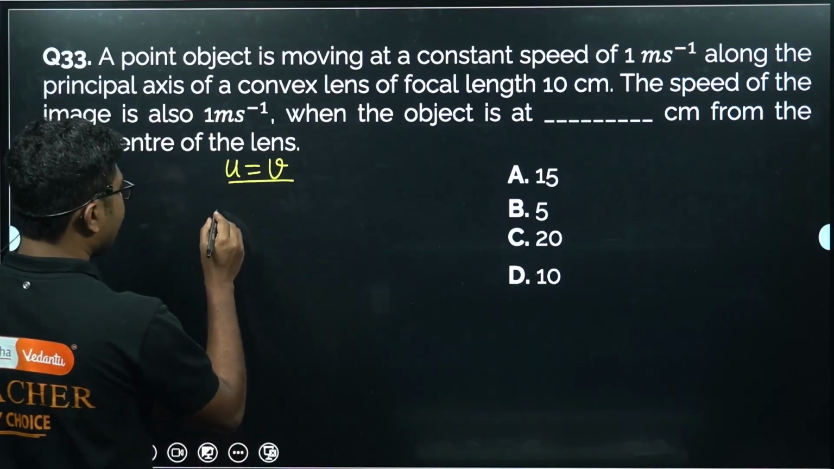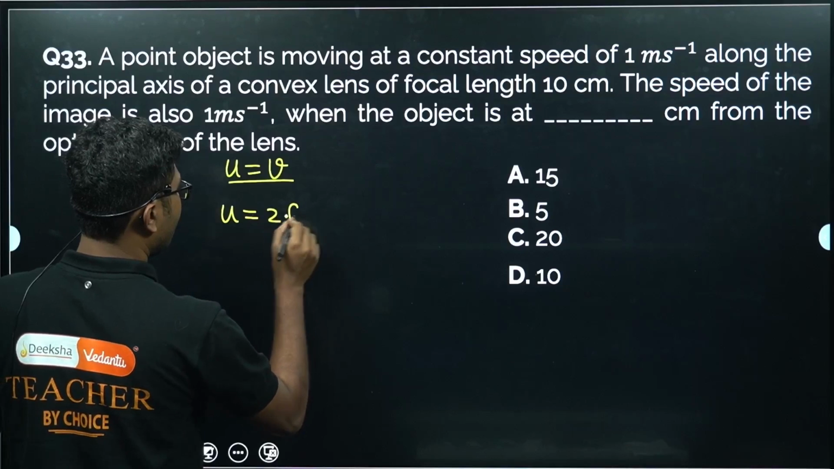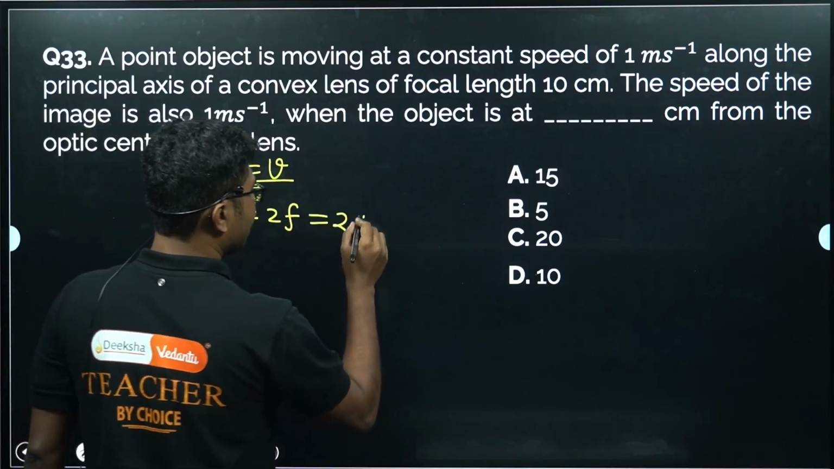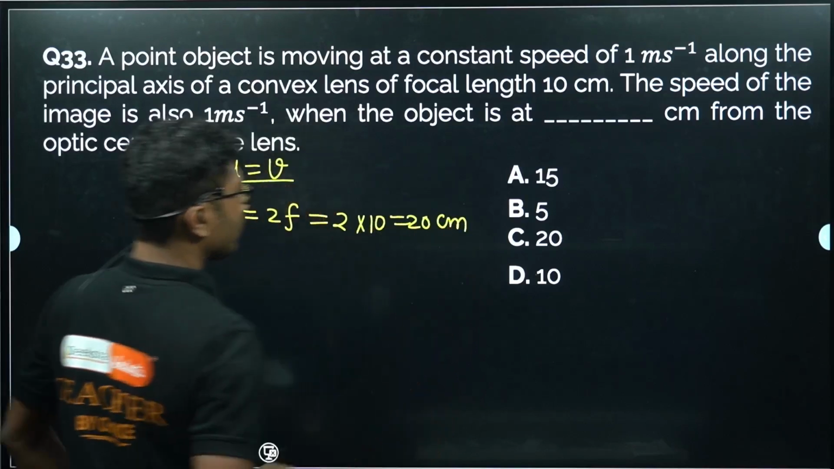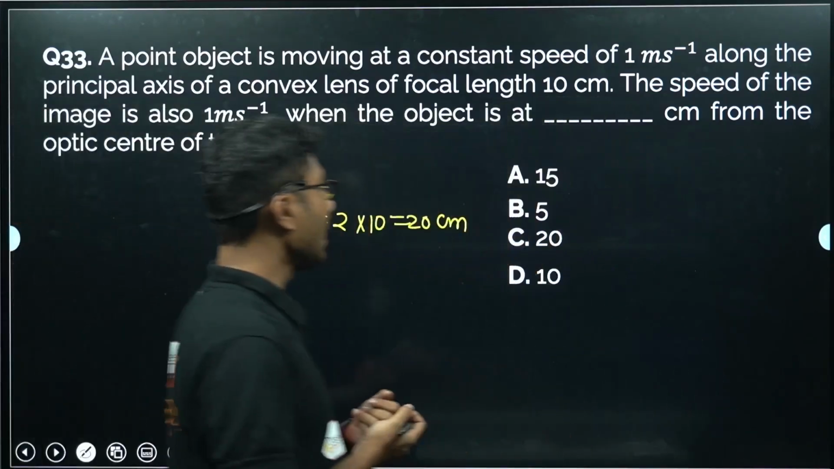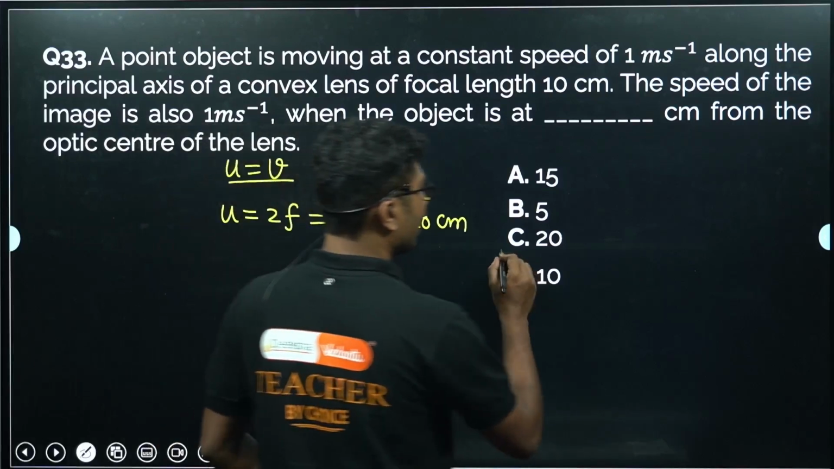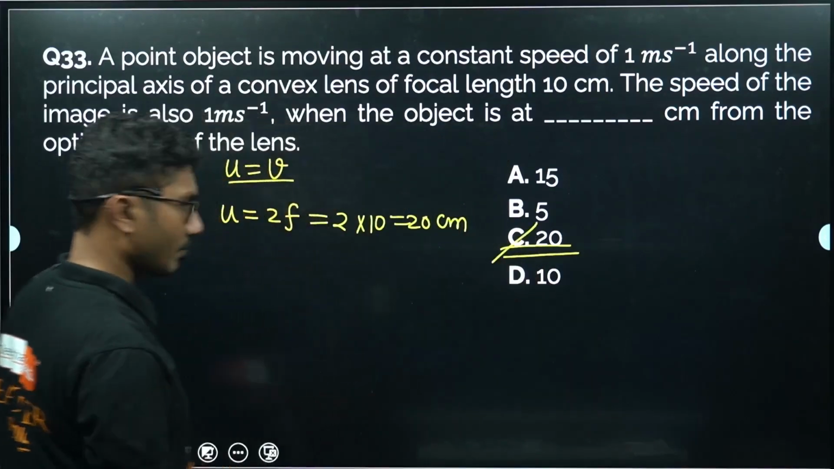So, we can say that the object distance is 2f, that is 2 times 10, that is 20 centimeter. So, we know that when the object is at 2f from the center, the distances are actually equal. So, the correct answer is 20 centimeter, that is option C. Okay.